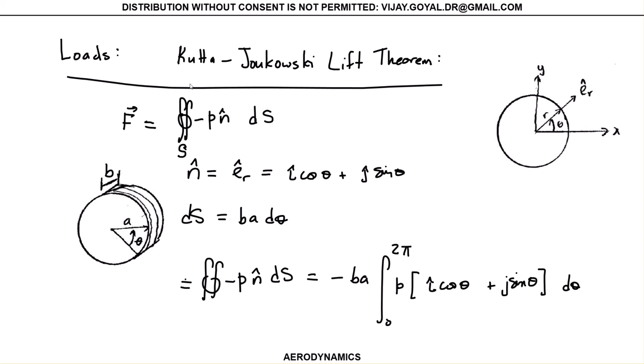This is what we call the Kutta-Joukowski lift theorem. And basically what he's saying is your total force to keep this cylinder in place is going to be equal to the enclosed surface area minus P n times ds, where n is nothing else given by this expression, and ds is given by this expression. Okay. So when I plug everything inside here, this is the expression I get, and for my P.